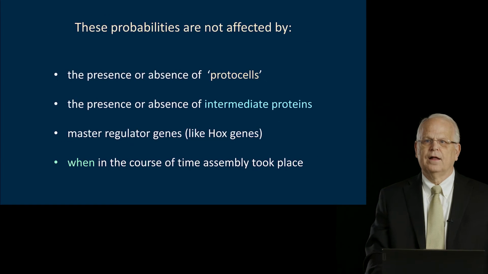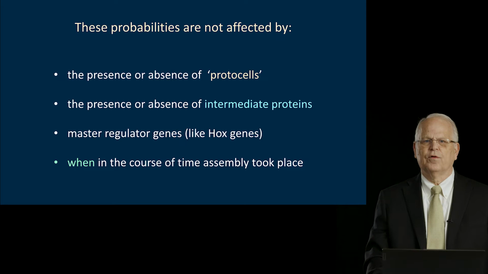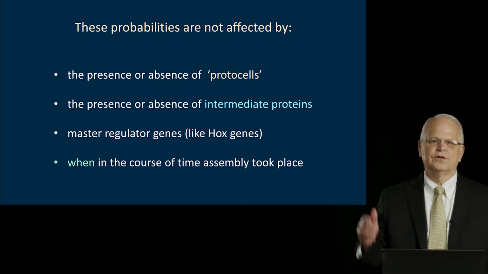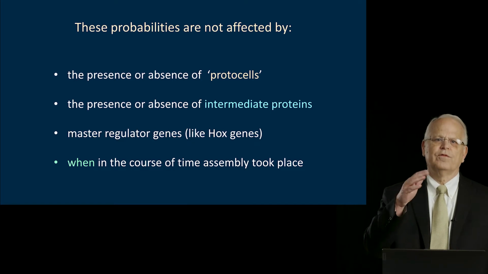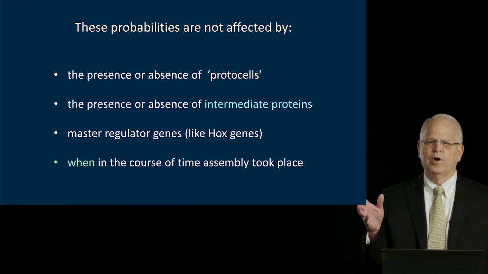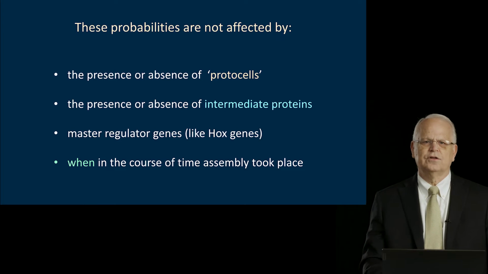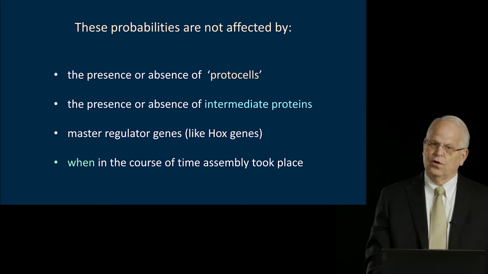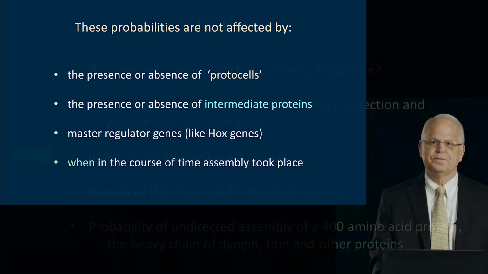The probabilities we're going to calculate are also not affected by the presence or absence of protocells. It doesn't matter if such and such protocell was the beginning of life or not. It doesn't matter if there were 7 or 8 or 10 sequential protocells. It will have no consequence on the calculation. Nor does the presence or absence of intermediate proteins. Doesn't matter if a protein hung around for a long time. Doesn't matter if a protein quickly went away. None of that will be consequential in these calculations. And things like master regulator genes like Hox genes will be totally irrelevant to these calculations. And it also will not matter when in the course of time that the assembly took place. So these are things we don't have to be concerned about because of the way we're doing the calculations.